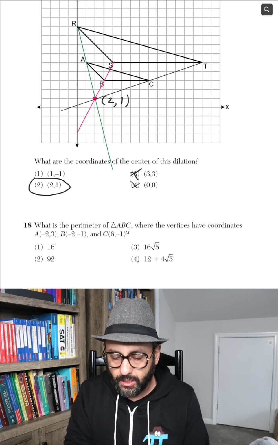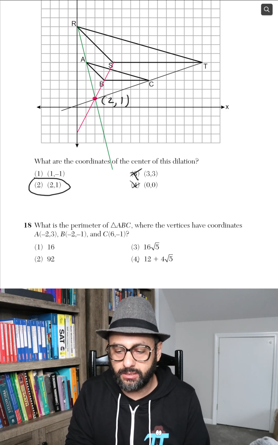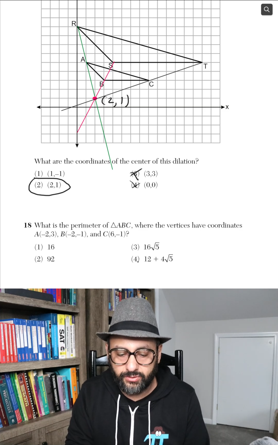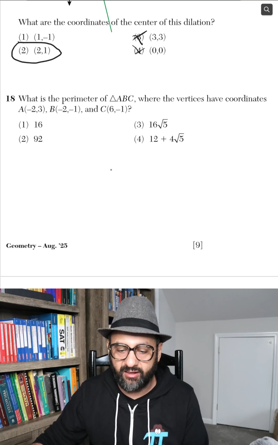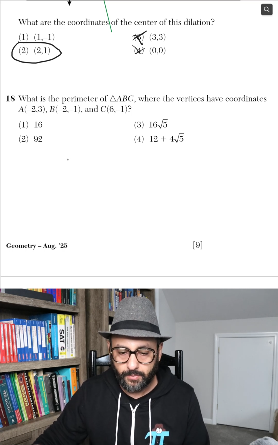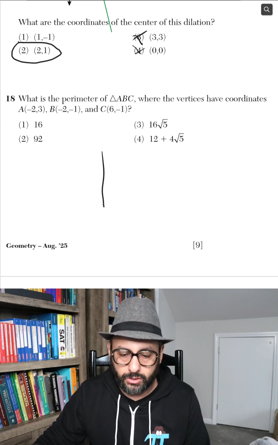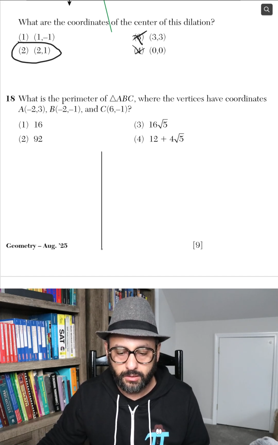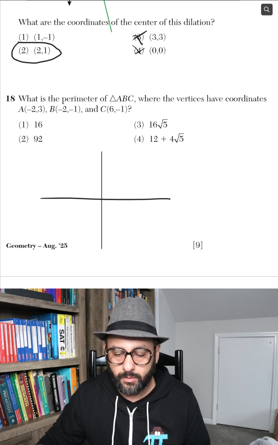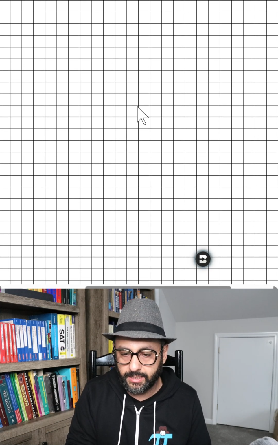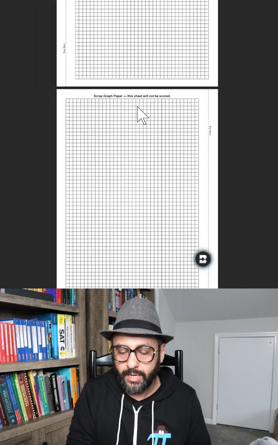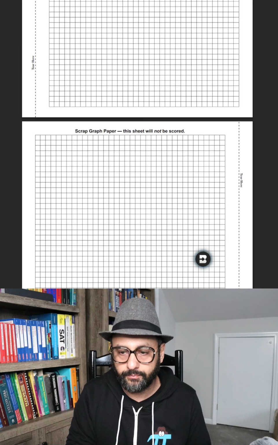What is the perimeter of triangle ABC where the vertices have coordinates A (-2, 3), B (-2, 1), and C (6, -1)? If you need to, you can use the graph paper in the back, okay? But I'm going to draw just a quick axis, okay? When I say the graph paper in the back, what do I mean? If you go to the back of the test, there's free graph paper here that you could use. It's not graded, so you could use it as much as you want, okay?